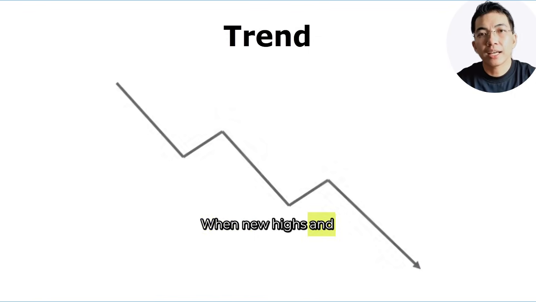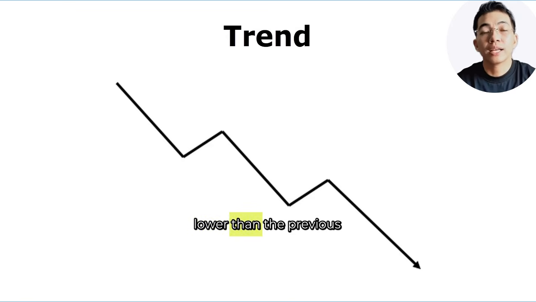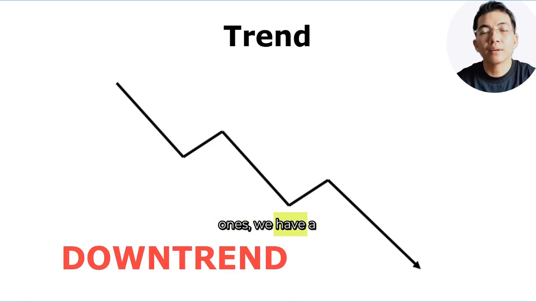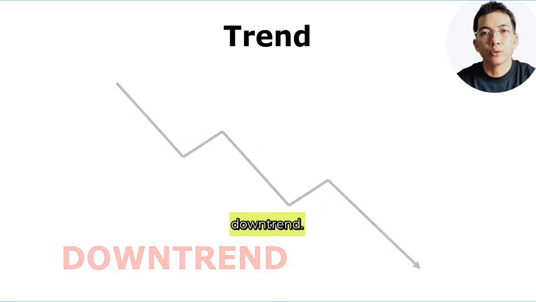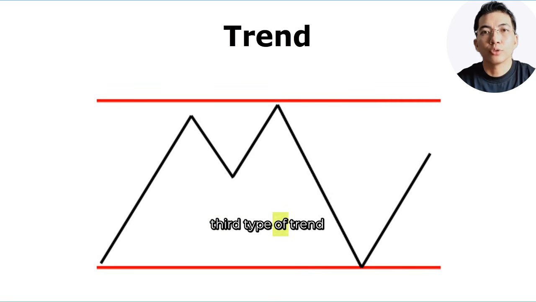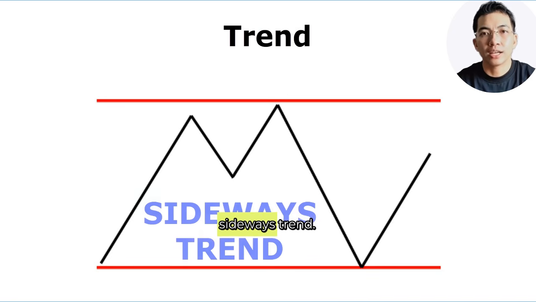When new highs and new lows are always lower than the previous ones, we have a downtrend. We also have a third type of trend, that is the situation when the price is not going up, but it's not even going down. This trend is called sideways trend. In this situation, the price moves in a range that is defined by a support at the bottom and a resistance at the top.